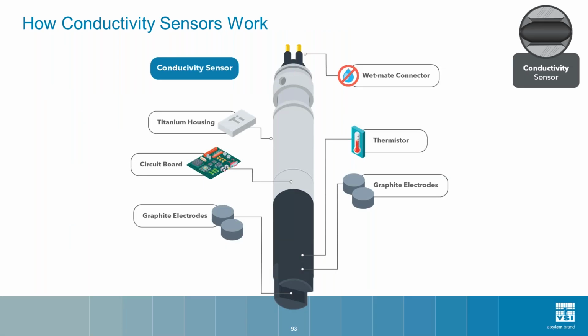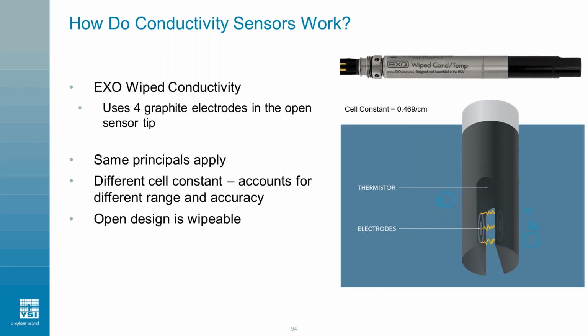Now let's look at the wiped conductivity sensor. This also features a wetmate connector, titanium housing, and internal circuit board. But the thermistor is embedded on this one, so you can't actually see it. And this one uses 4 graphite electrodes rather than nickel. You'll notice the unique open cell design, which allows the sensor to be cleaned with our anti-fouling wiper. Again, the same measurement principles apply here.